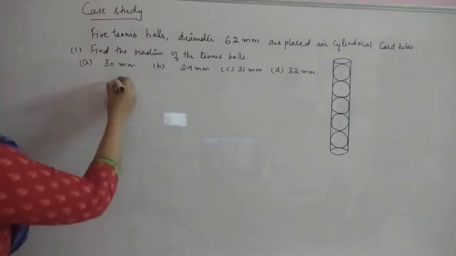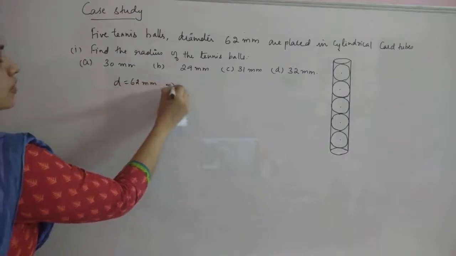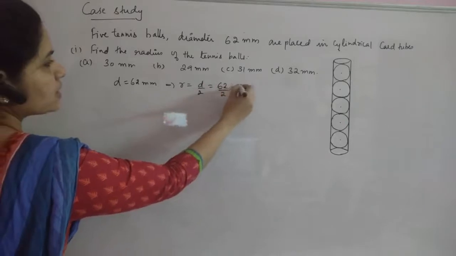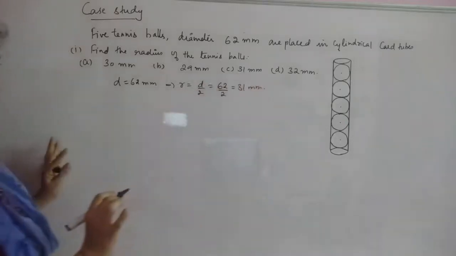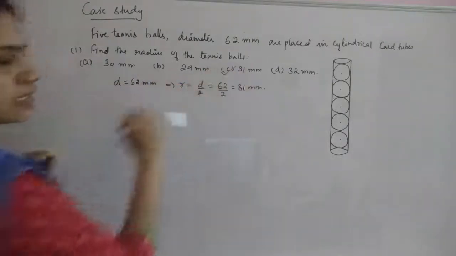What is given? Diameter is given, 62 millimeter. So what will be the radius? Equal to diameter by 2. So you will get 62 by 2, which is 31 mm. That is very easy to find out, right? So your answer is option C.